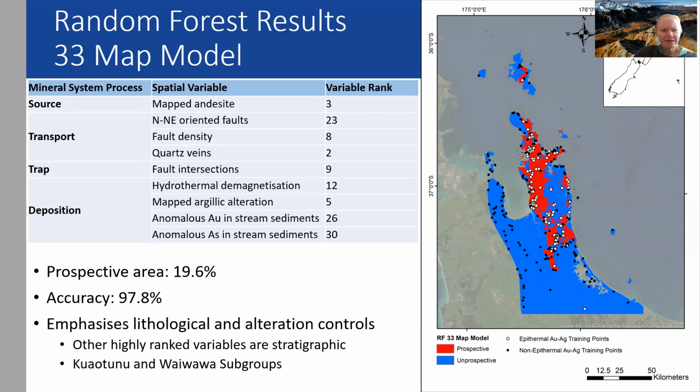But the random forest model using the 33 input maps is emphasizing the lithological and the alteration controls as well, but not shown in this table here. It's also showing quite a strong stratigraphic control. So that's suggesting that it's not necessarily just the andesite that is important. It is also which particular andesitic units they are.